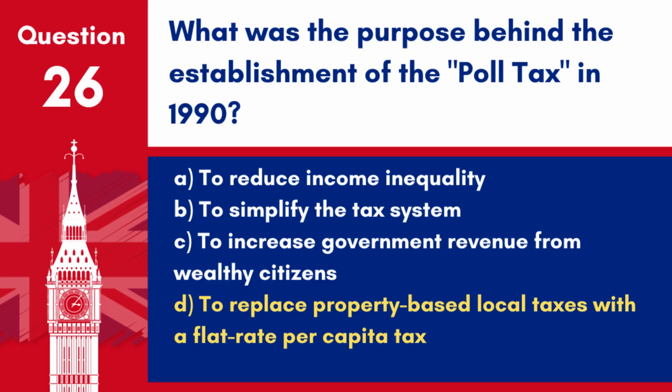Answer D. To replace property-based local taxes with a flat rate per capita tax. The community charge, commonly known as the poll tax, was introduced in 1990 to replace property taxes with a flat rate tax per adult, which led to widespread protests and was eventually repealed.